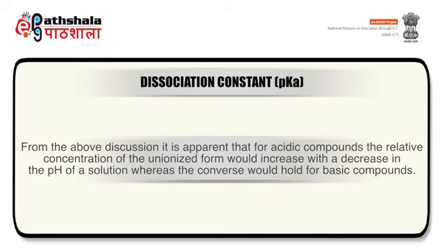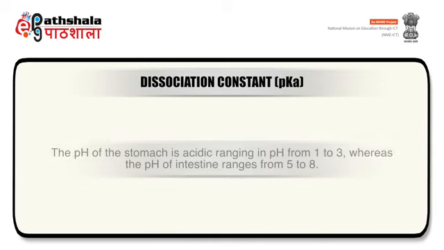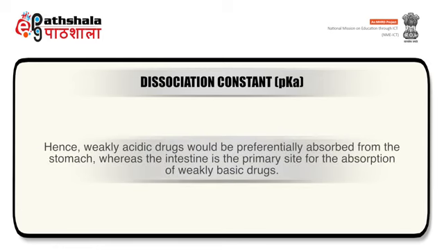From the above discussion, it is apparent that for acidic compounds, the relative concentration of the unionized form would increase with a decrease in the pH of the solution, whereas the converse would hold for basic compounds. The pH of the stomach is acidic, ranging from 1 to 3, whereas the pH of the intestine ranges from 5 to 8. Hence, weakly acidic drugs would be preferentially absorbed from the stomach, whereas the intestine is the primary site for the absorption of weakly basic drugs.